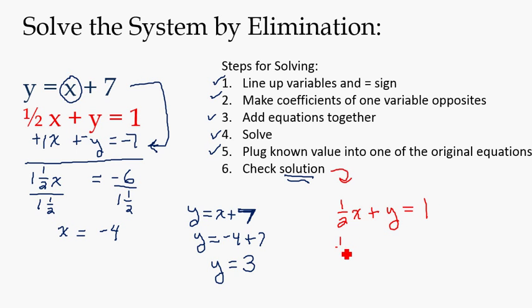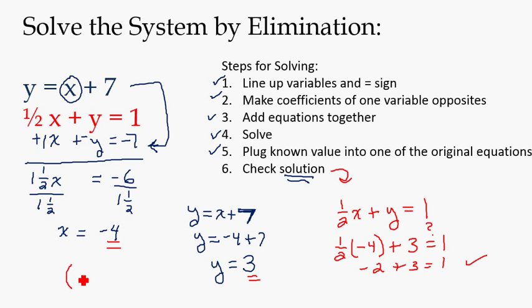So I'm checking if I let x be negative 4, because that's what I got for my solution, and I let y be 3, does it come out to be 1? That's what we're checking. Let's see, we got negative 2 plus 3. Yep, that's 1. So that means that x equals negative 4, y equals 3 makes the red equation true, and it makes the blue equation true. Therefore, it is the solution to the system.